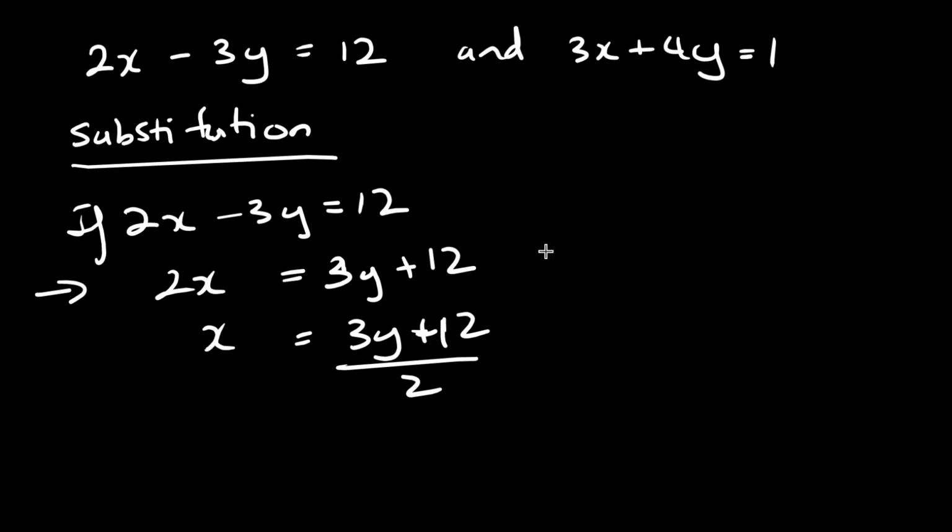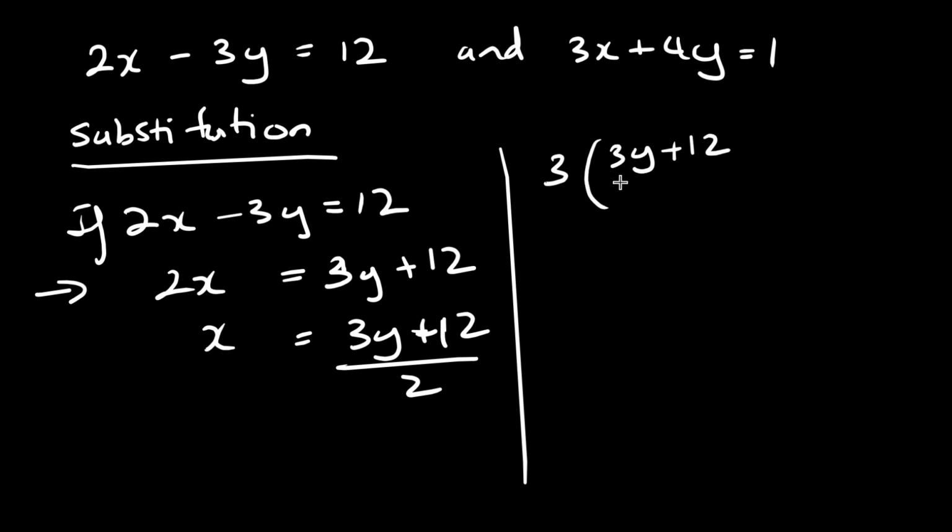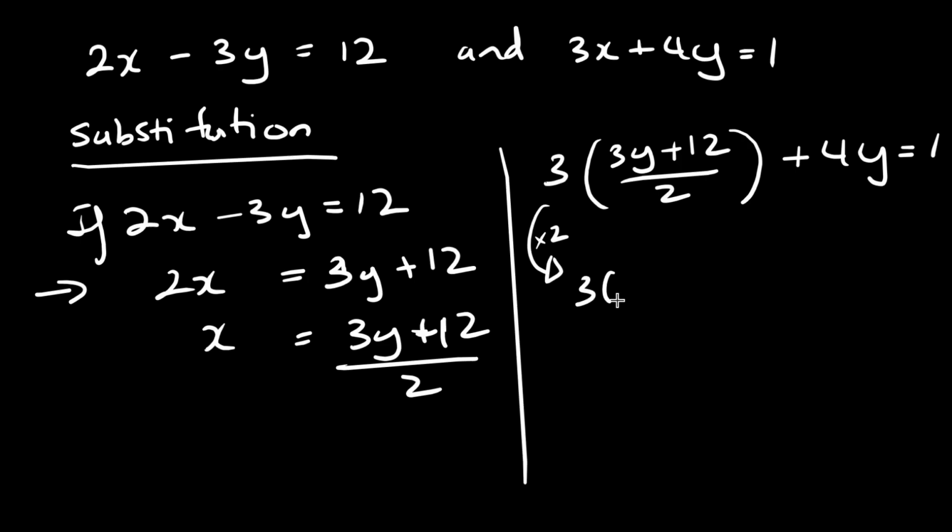So what we're going to do is take this term in x, drop it in here, and solve, right? So that means that 3 times (3y plus 12) over 2, plus 4y is equal to 1. We like being efficient, so we're going to multiply this entire thing by 2 because it gets rid of the denominator, and we end up with 3 times (3y plus 12) plus 4y is equal to 1. We're almost there, people.